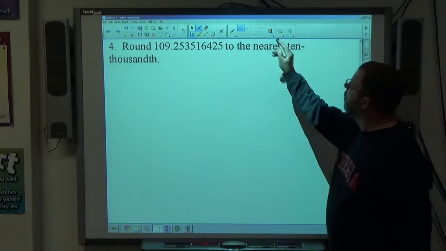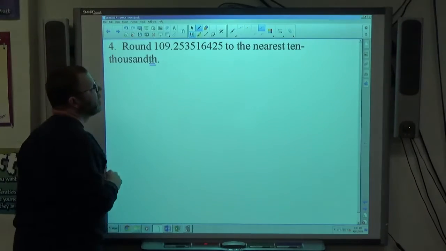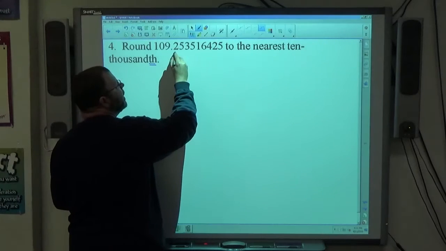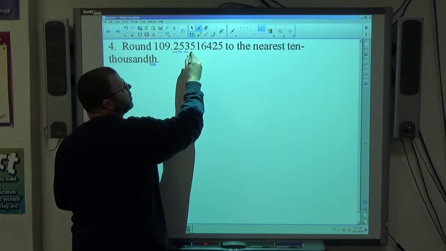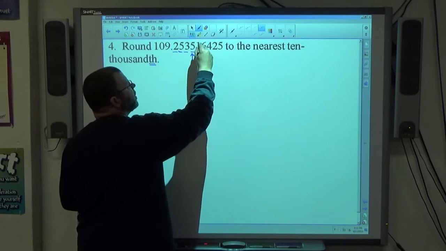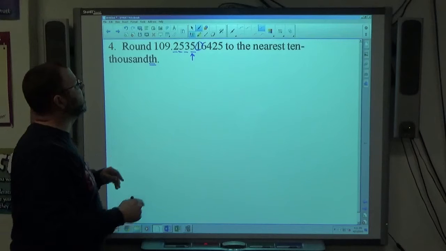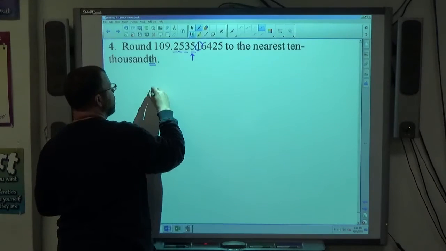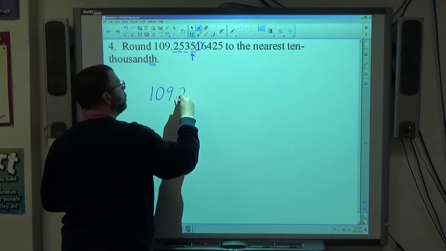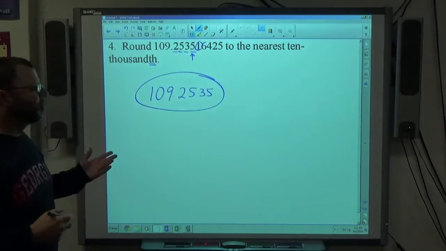Number 4, round to the nearest 10,000th. We see TH, we're talking about decimals. If I count place values, tenths, hundredths, thousandths, 10,000ths. So that's the 10,000ths place. That's where I'm rounding to. This is the next number. It's not 5 or bigger, so that means that everything before that stays the same. So 109.2535.